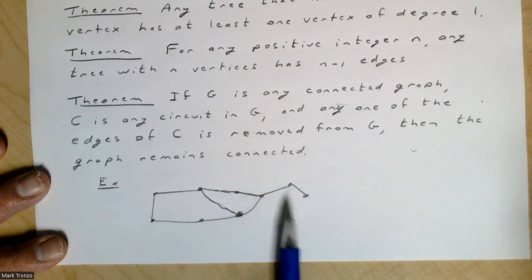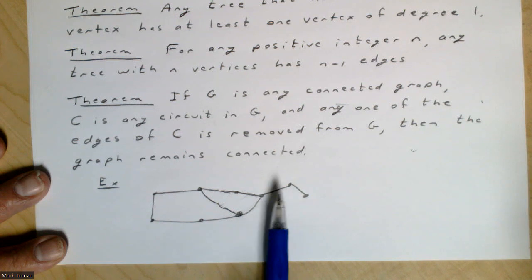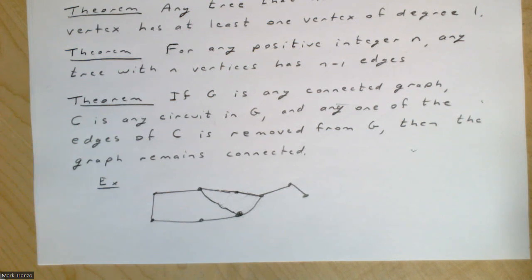Now, over here, you can't take this one away or this one away because they're not part of a circuit. These edges are not part of a circuit. So you can't take those away. If you did take those away, it wouldn't remain connected. But if you take an edge away from any of the circuits, it will in fact remain connected.